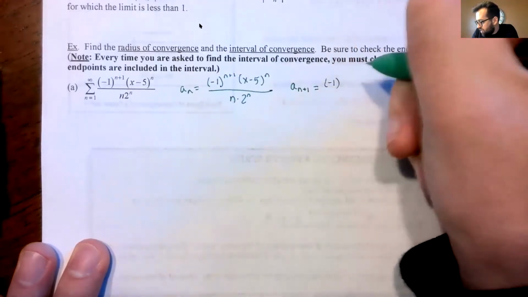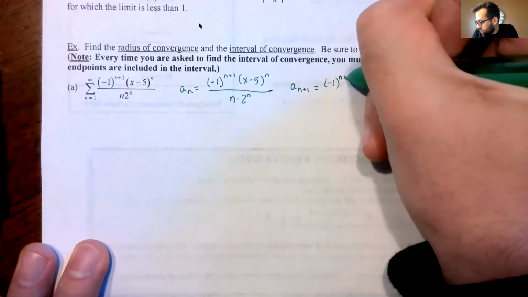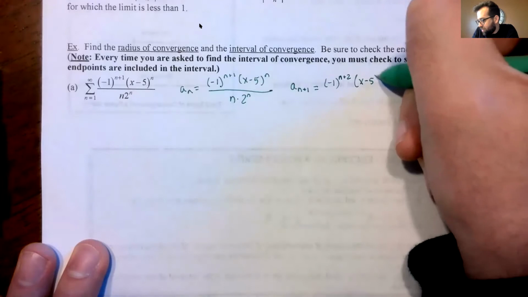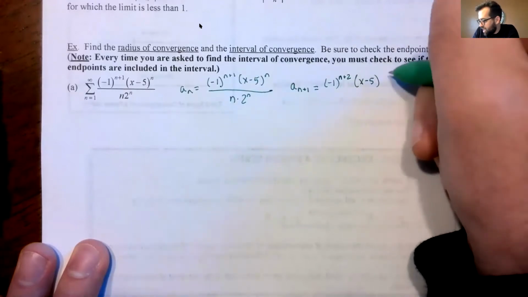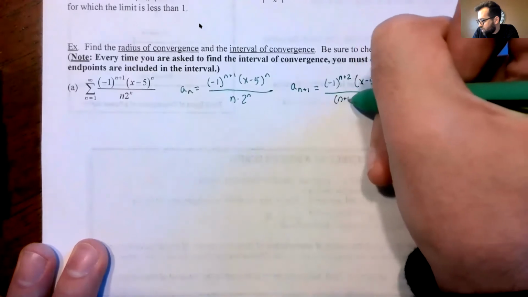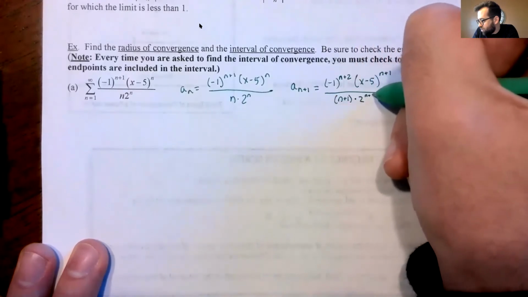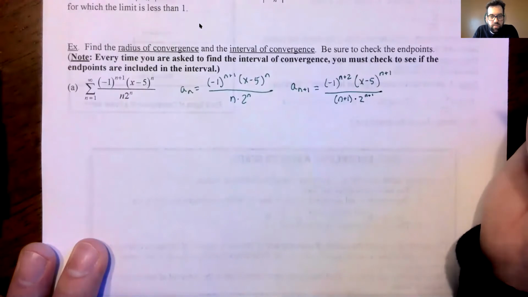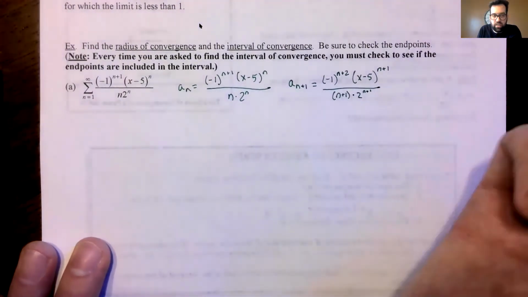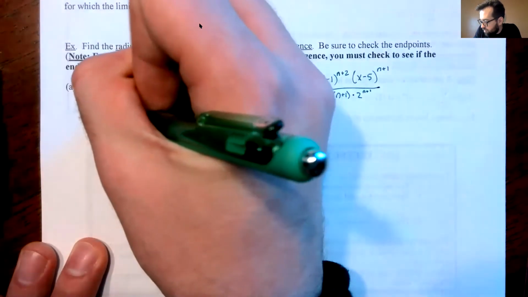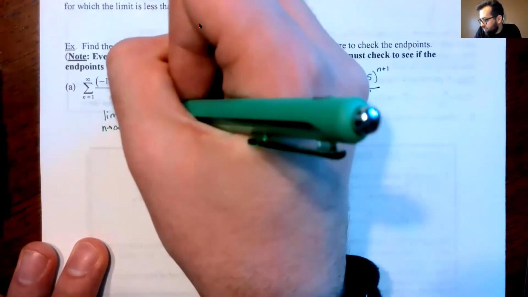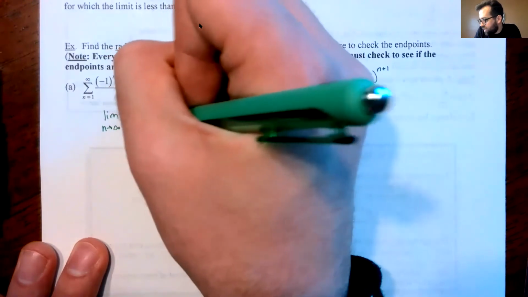So this becomes (-1) to the n plus 1 plus 1, or n plus 2. x minus 5 stays x minus 5. I only change the n to n plus 1. On the bottom, we have an n plus 1 now, times 2 to the n plus 1 power. All right, so let's try the ratio test. So I'm going to start that on the next line. We have the limit as n approaches infinity of the absolute value of a sub n plus 1 over a sub n.